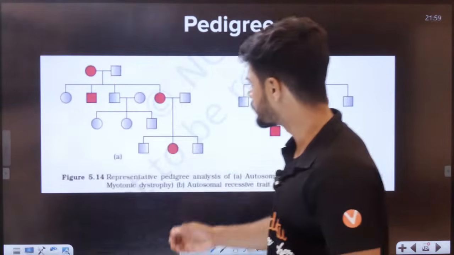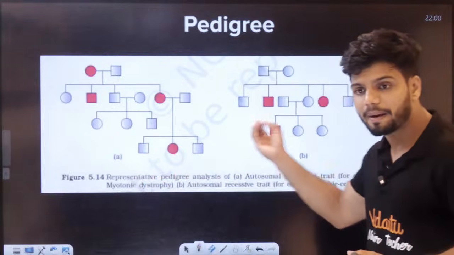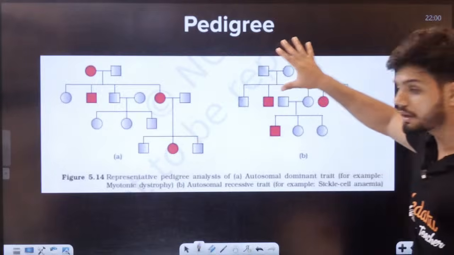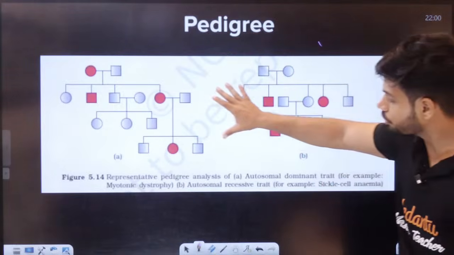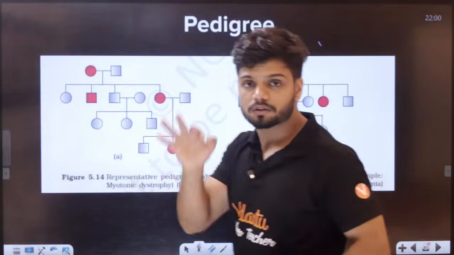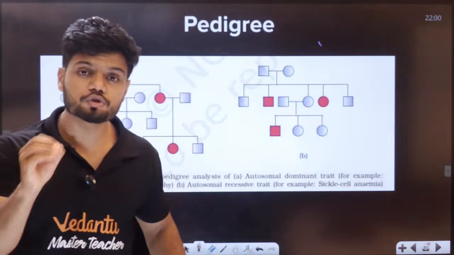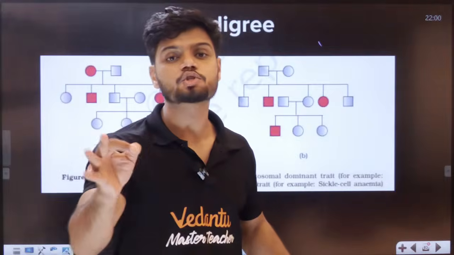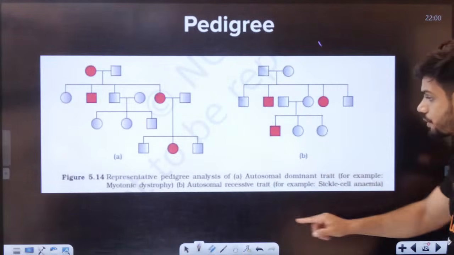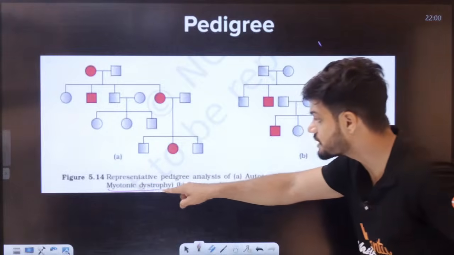Now, students, there are two pedigrees given in your NCERT. One is autosomal dominant, and one is autosomal recessive. The only example of autosomal dominant is myotonic dystrophy. You can see here, myotonic dystrophy is given.